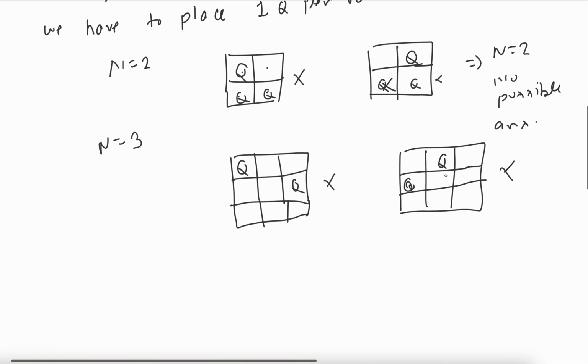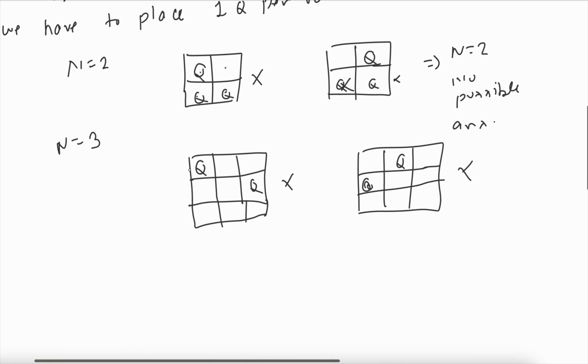What I'm doing here is greedy. This was greedy, this wasn't greedy. I will explain in more detail, but see what I'm doing: I have placed the queen in the first available option, and I have moved to the second row.